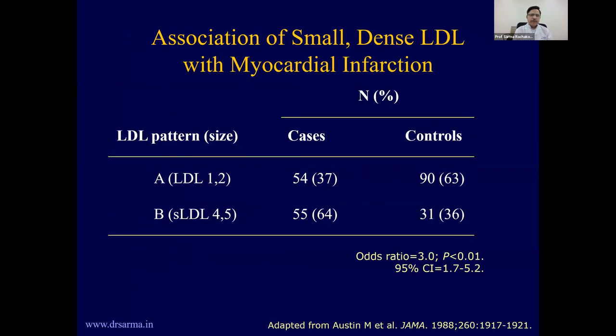Now, LDL pattern A and B. A is LDL, B is SLDL. So, number of cases and controls, the odds ratio is 3 times compared to the LDL. That means SLDL is more dangerous than the LDL itself.